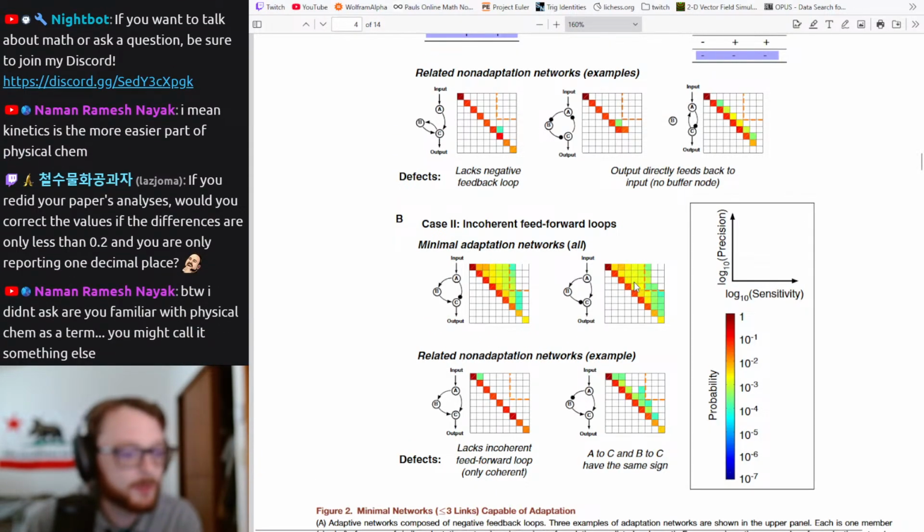If you redid your paper's analyses, would you correct the values if the differences are only less than 0.2 and you are only reporting 1 decimal place? It depends on the context, I guess. How much precision do you need?